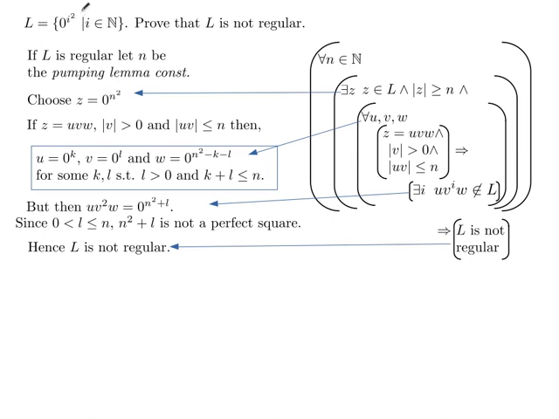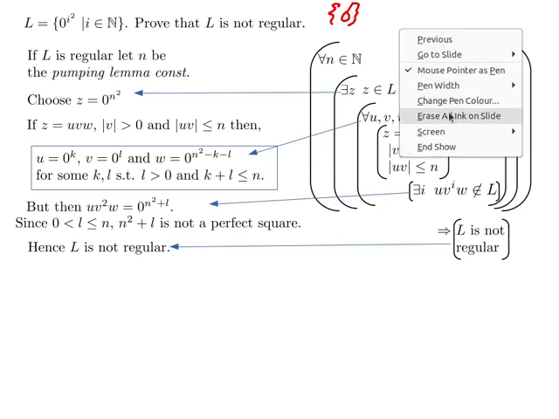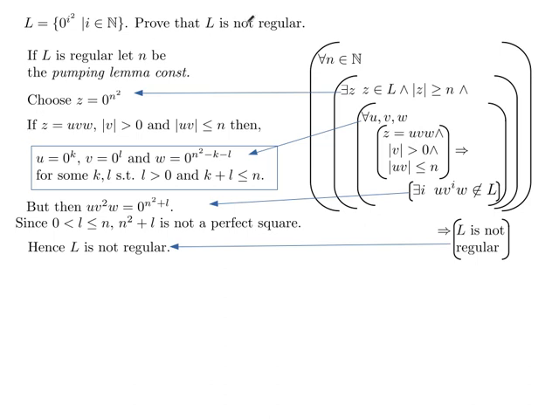So here the alphabet is just 0. Okay, so the alphabet is just 0, and what are the strings? So the strings, so the alphabet is this thing, and the strings are where the number of zeros is a perfect square.